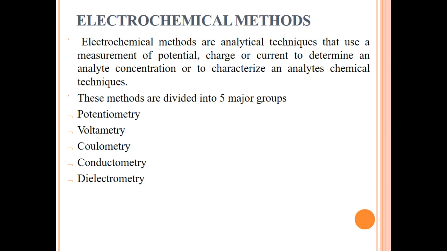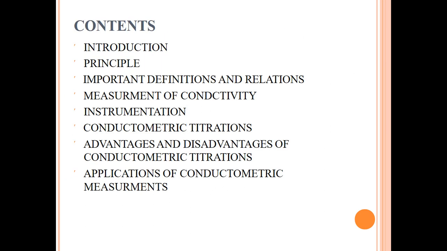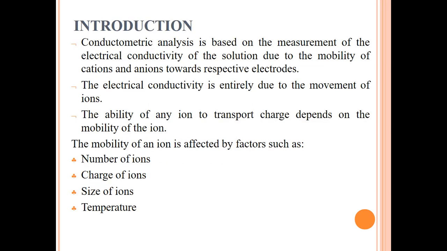These methods are divided into 5 main groups. Number 1 is potentiometry, number 2 is voltammetry, number 3 is coulometry, number 4 is conductometry, and dielectrometry. Few of these methods we have already discussed in the previous course of electroanalytical chemistry, but we will discuss here about conductometry and potentiometry. Let's see the introduction about conductometric analysis.